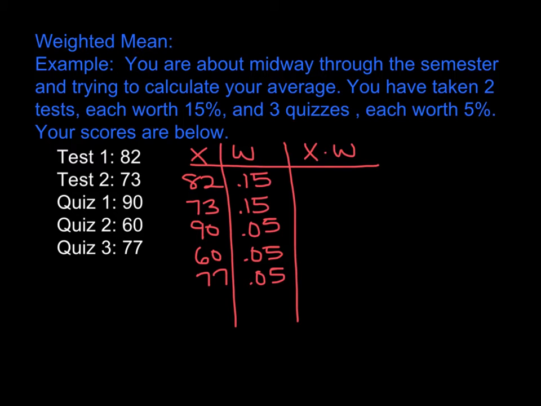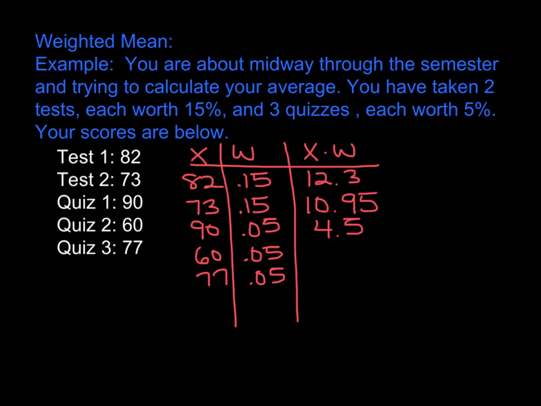Okay, so if I took 82 times 0.15, I would get a 12.3. So that really means that I'm earning, towards my average, 12.3 points from that test. Okay, if I got 100 on it, I would be earning 15 points. That's the most I can earn for that one test grade into my average. For my test 2, I had a 73, and if I times that by 0.15, I get 10.95, so that's how much I'm earning for that test. If I take my first quiz of a 90, and times it by 0.05, I get 4.5 points for that.